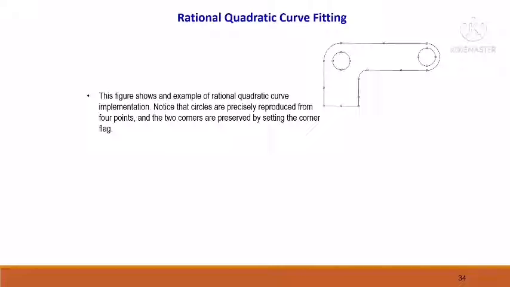Here we can see an example of rational quadratic curve fitting, and we can see that the circles are precisely reproduced from the 4 points and the 2 corners are preserved by setting the corner flags.